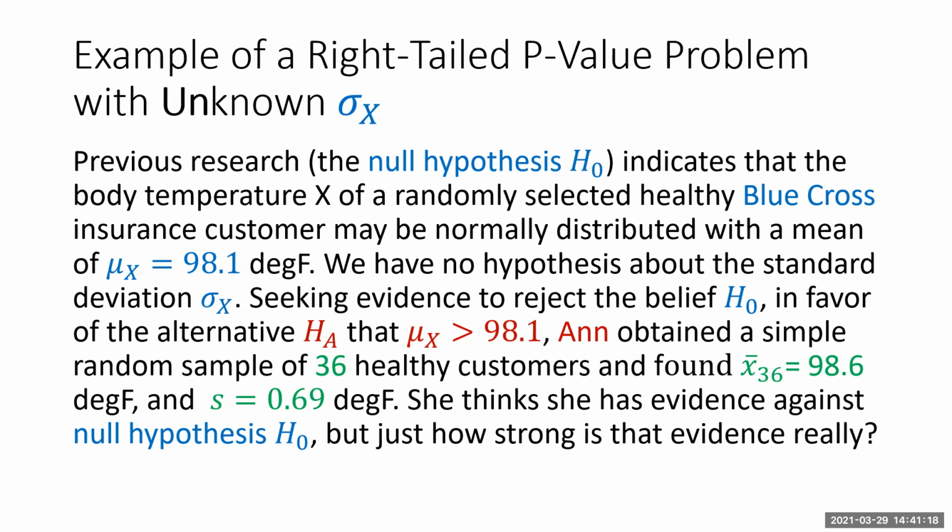So she thinks she has evidence against the null hypothesis. And her task, if she wants to convince Blue Cross that they are mistaken, her task is to calculate how strong is her evidence. She'll do this in the form of a p-value.